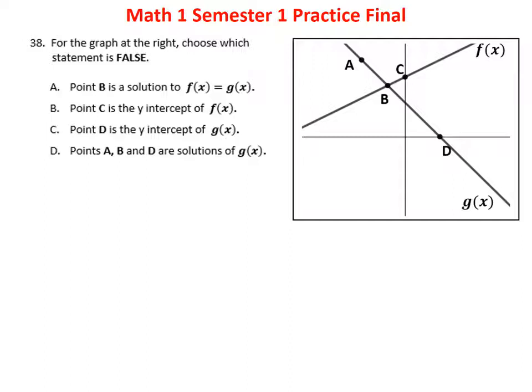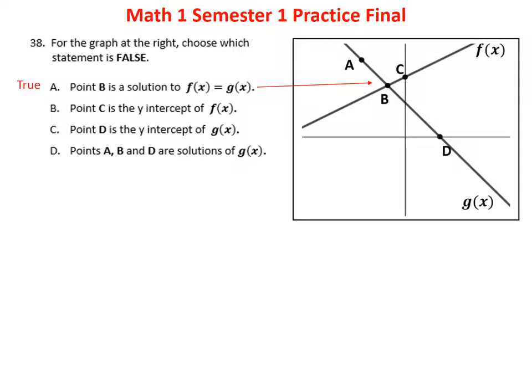Problem 38 gives us a graph of 2 lines intersecting. It wants to find which one is false. So we're going to have to go through and sort through. So f of x equals g of x wherever they cross. You can see that's going to be the point B. So B is a solution. This one's going to be true. That one's not our answer.